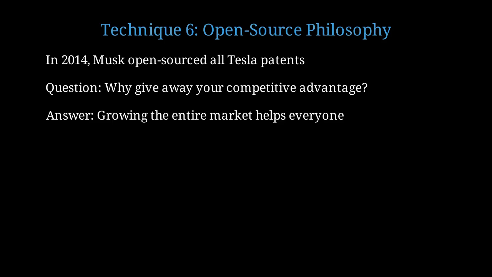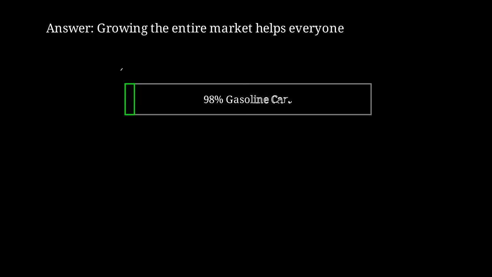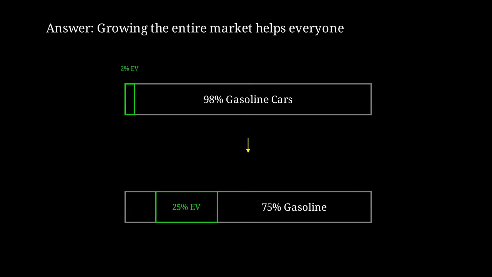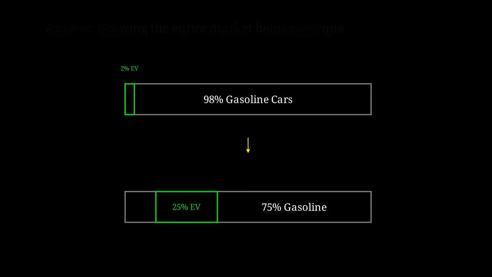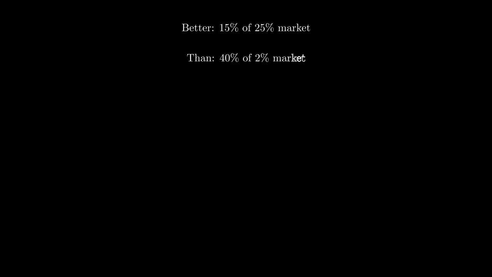Tesla's biggest threat isn't other electric car companies. It's the fact that 98% of cars sold are still gasoline-powered. If sharing patents helps grow the electric vehicle market from 2% to 25%, Tesla benefits even if their market share decreases slightly. It's better to have 15% of a 25% EV market than 40% of a 2% EV market. The former is almost twice as large.